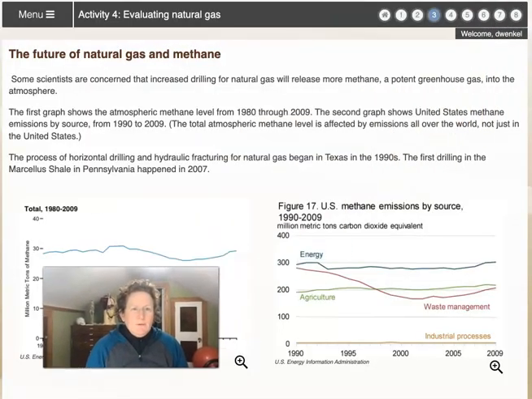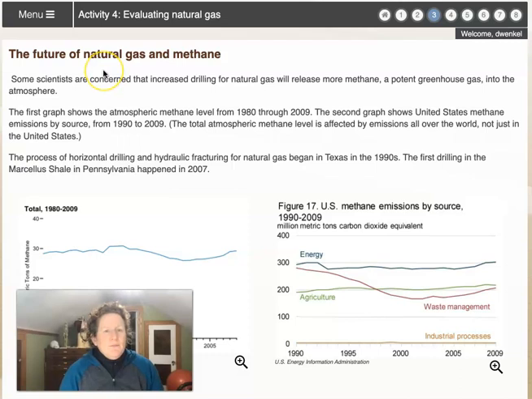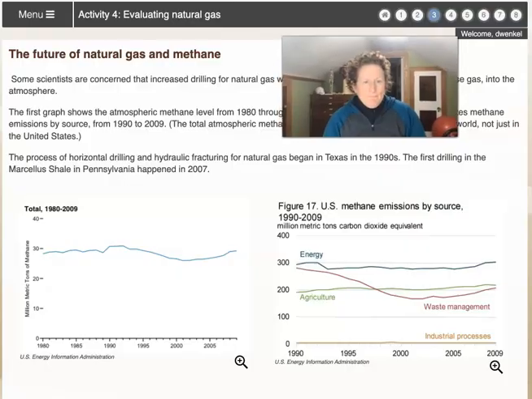So we're going to continue here looking at the future of natural gas and methane. Natural gas is methane. Some scientists are concerned that increased drilling for natural gas will release more methane, a potent greenhouse gas, into the atmosphere. The first graph shows the atmospheric methane level from 1980 to 2009. Let's look at that first graph here. So here's the atmospheric methane level. It went down for a while, and then it's starting to go up.